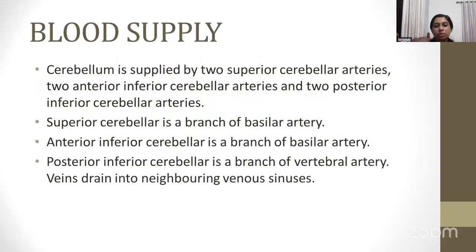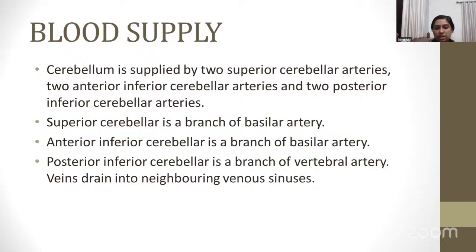So, now coming to the blood supply of cerebellum. Blood supply is mainly by 6 arteries. First is the superior part, which is supplied by the two superior cerebellar arteries. And we have two anterior inferior cerebellar arteries and two posterior inferior cerebellar arteries. The superior cerebellar and anterior inferior cerebellar are branches of the basilar artery, whereas the posterior inferior cerebellar is a branch of the vertebral arteries.